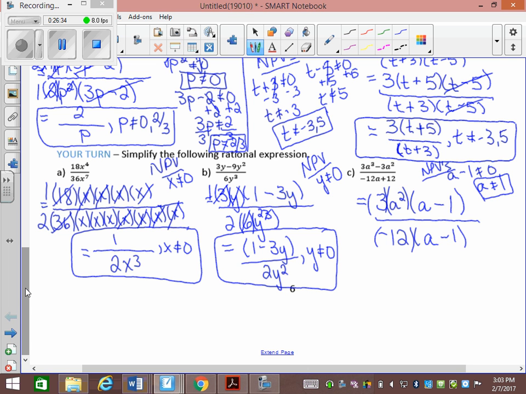Once I've stated my non-permissible value, then I can cancel. A minus 1's cancel. I can take a 3 out of 3 and I'm left with a 1. I can take a 3 out of negative 12 and I'm left with a negative 4. And so my answer is 1 times a squared times 1. So a squared over negative 4. Oh, and sorry, a can't equal 1.